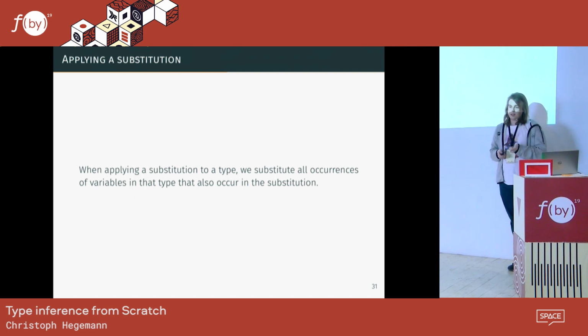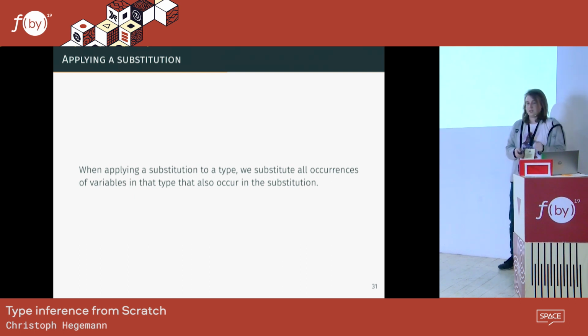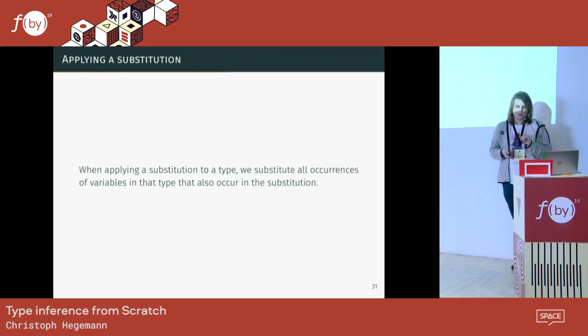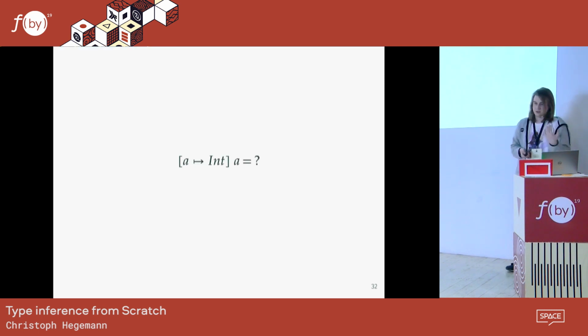There are two operations on the substitutions that we need. One is applying a substitution. We can apply substitutions to types, schemes, and contexts. And the way you apply a substitution to a type is by replacing all type variables inside that type with their mapping in the substitution. And to get an intuition for that, we're going to do a couple examples again.